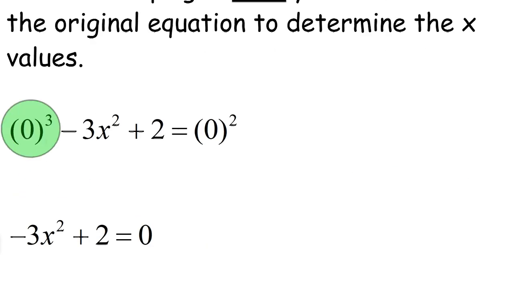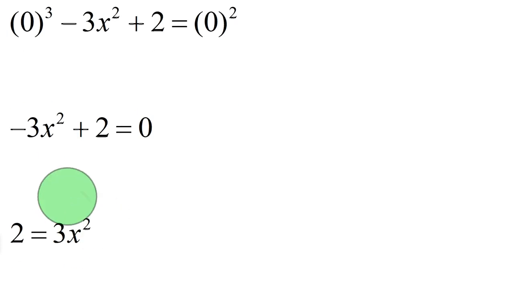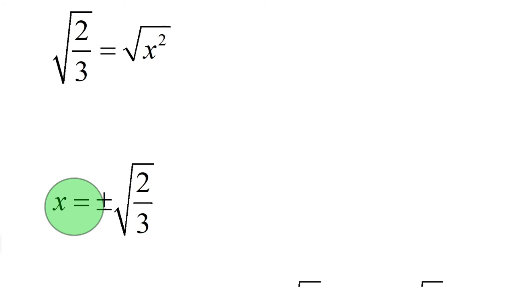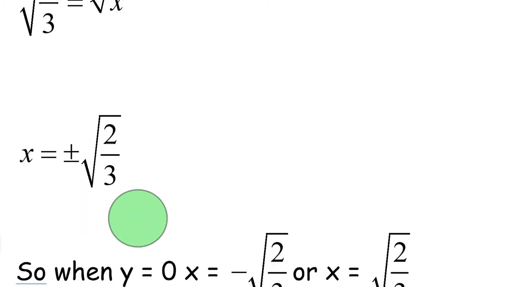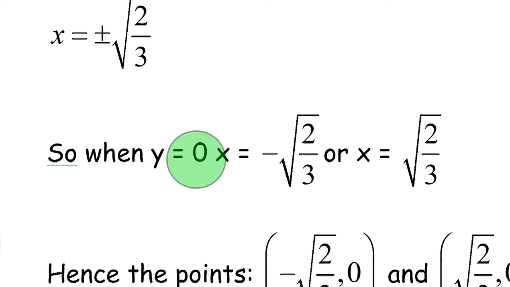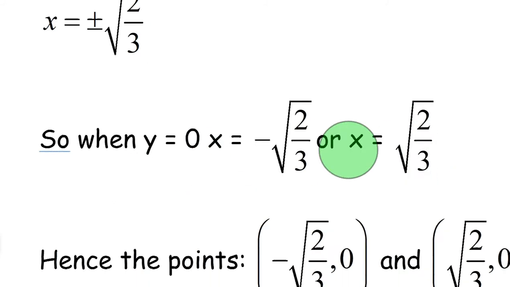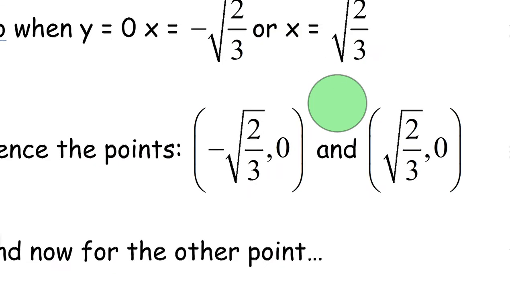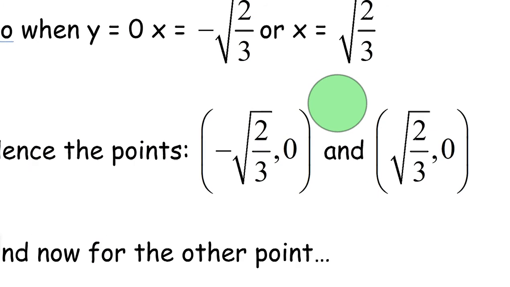So our original equation was y cubed minus 3x squared plus 2 equals y squared. We're just going to plug in our first value, 0. And we end up with, if we add 3x squared to both sides and divide by 3 and take the square root, the square root of 2/3 plus or minus. So when y equals 0, x equals plus or minus that. Since we plugged in a y value of 0, that's our y value, these are our x values. It's kind of weird, you're plugging in a y to figure out an x. It happens, especially with implicit equations.